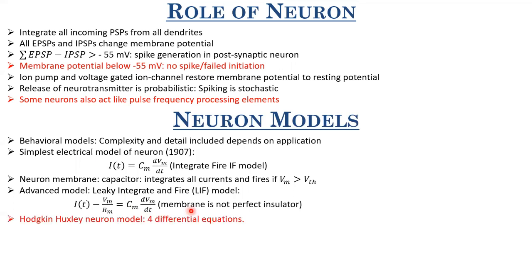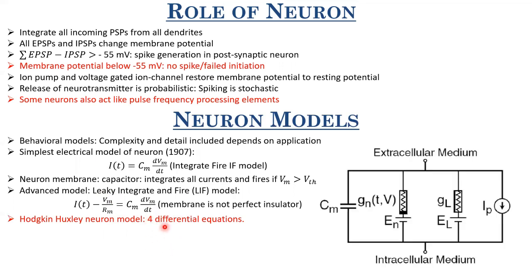Then there are some more advanced models as well, for instance the Hodgkin-Huxley neuron model. Here, instead of solving only one differential equation, you need to solve four different differential equations. The effective equivalent circuit looks something like this. Here also we have Cm, which represents the membrane capacitance. Then you have these non-linear conductances Gn and Gl, which represent your different ion channels. These are non-linear conductances, which are functions of voltage as well as time, as you can see over here.